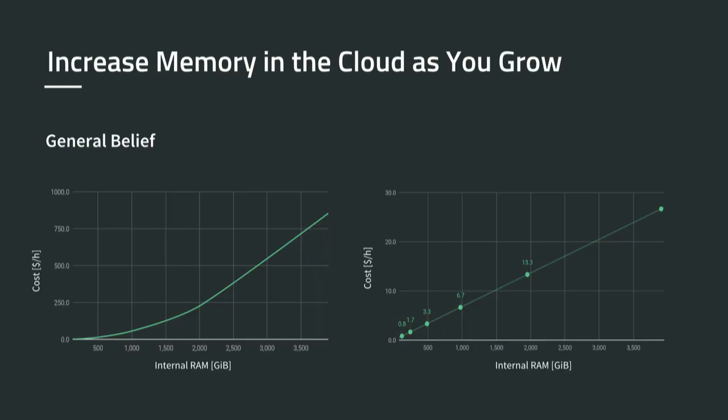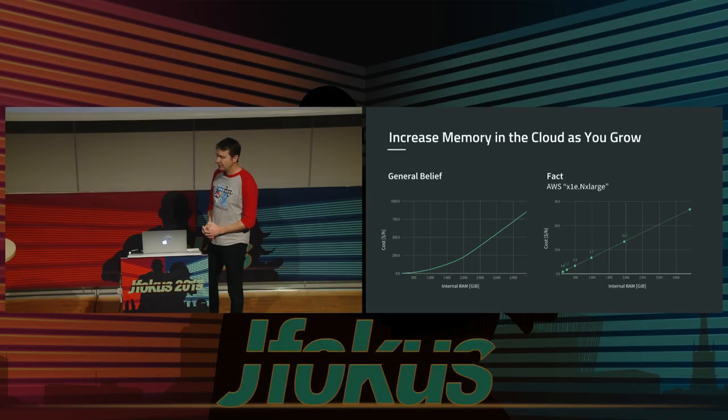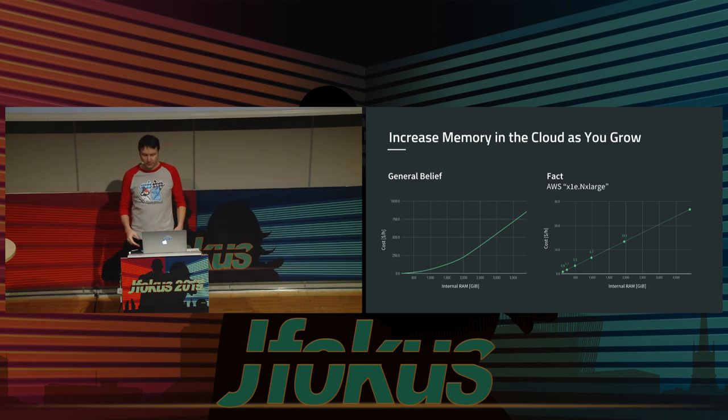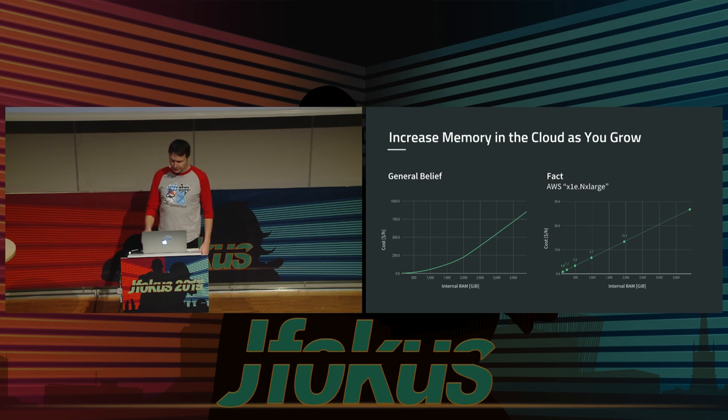Isn't that super expensive then? Well, to the left, you see a graph of what most people, including myself, thought before I dug into the facts. But on the right-hand side, you see the fact. In this case, I've used AWS servers. And it's not approximately linear. It is exactly linear, the cost of RAM. So you pay as you grow. It's only the step to more and more cores, the bigger server you have.